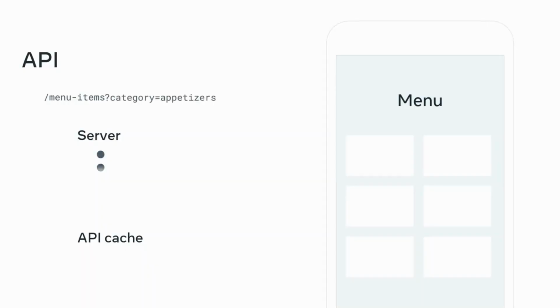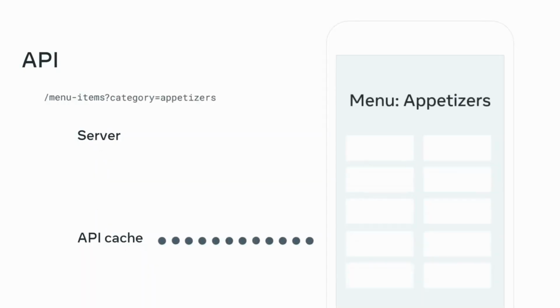For instance, if the appetizers menu is requested, but if there are no modifications to the menu items, all future calls to this endpoint can serve the same cached result without communicating with the database, and that saves a lot of computing power.